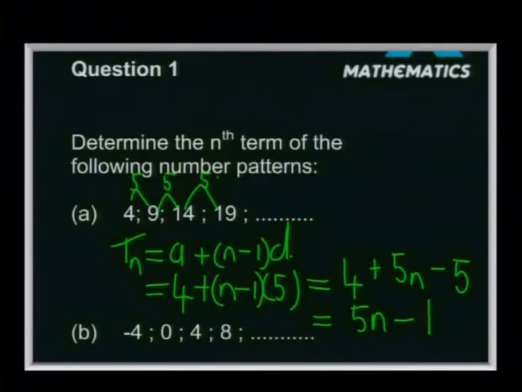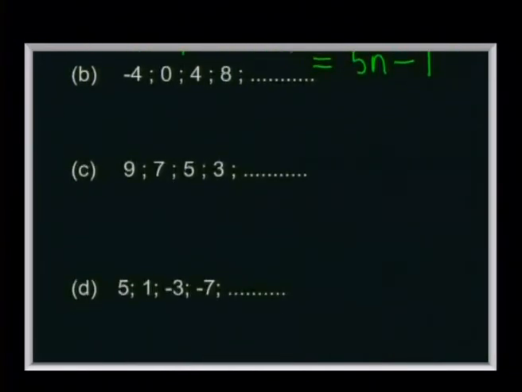Remember guys, as I said to you before, you would be an absolute fool if you don't just quickly check. So let's see, our nth term is 5n minus 1. Let's calculate the fourth term using this formula. n will then be replaced by 4. So 5 times 4 minus 1 gives me 19. So I know that my formula works, thank goodness. Right, so that's question 1a. Moving along to the next one.